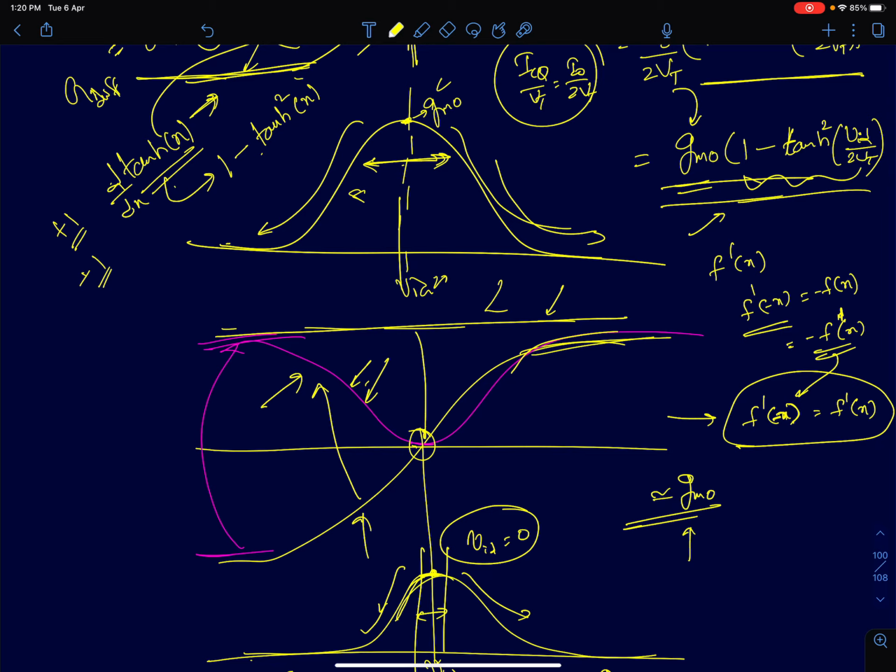So that's it. We will now do the analysis for a MOS based differential pair in the next lecture and draw similar conclusions.